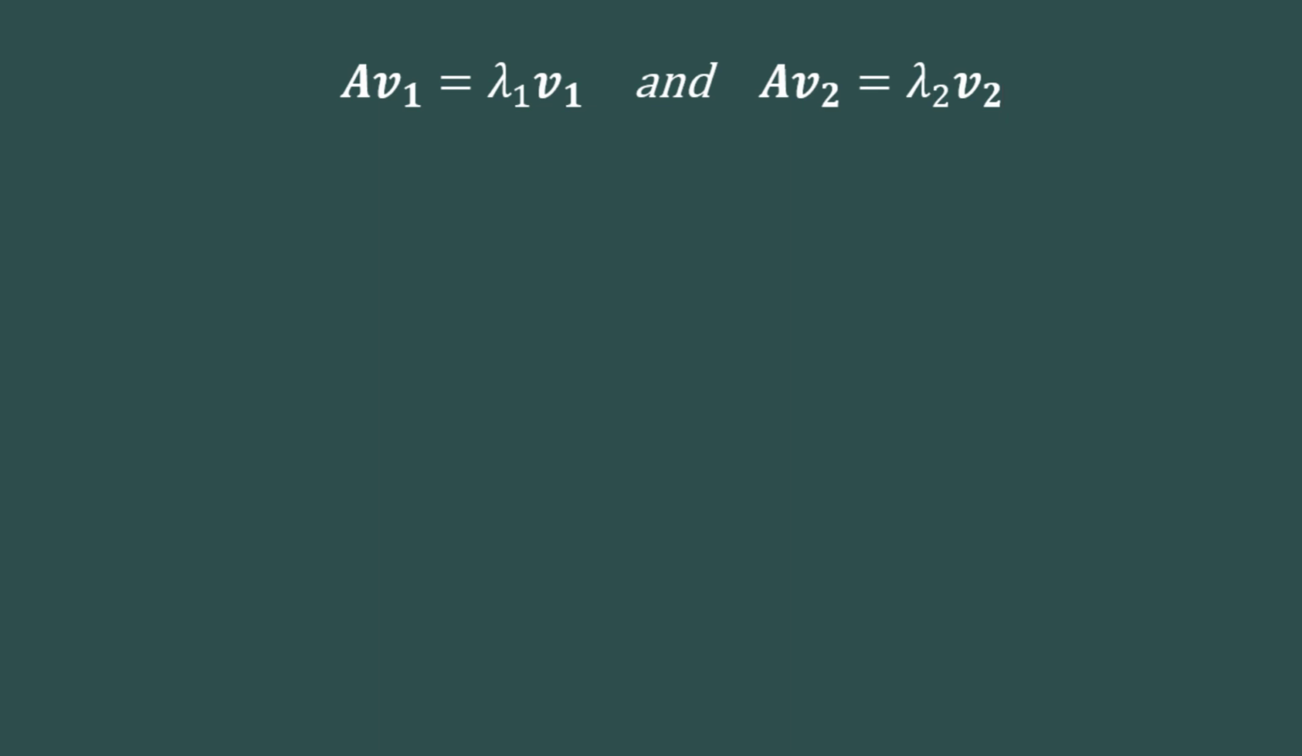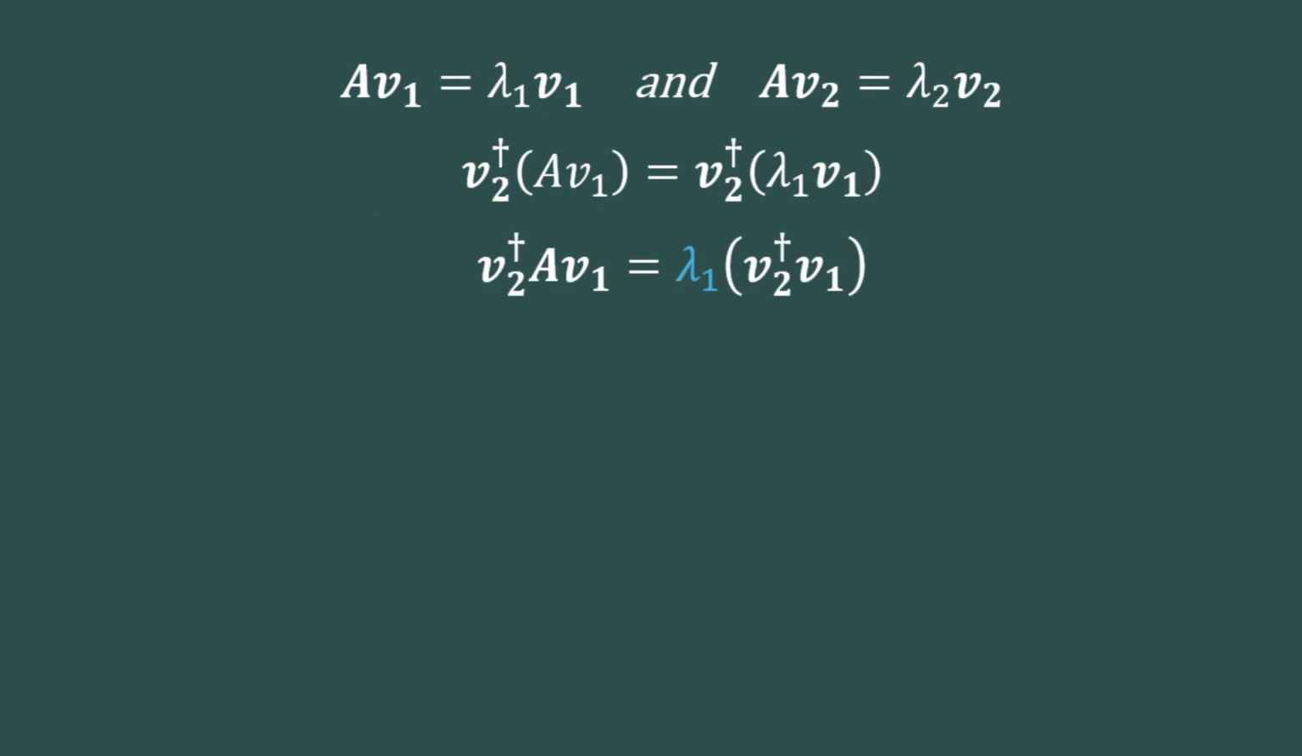To establish orthogonality, take the inner product of vector v2 with matrix A multiplied by vector v1. This can be written as vector v2 conjugate transpose multiplied by matrix A multiplied by vector v1. Using the eigenvector equation for vector v1, substitute matrix A multiplied by vector v1 with lambda 1 multiplied by vector v1. The expression becomes vector v2 conjugate transpose multiplied by lambda 1 multiplied by vector v1. Since lambda 1 is a scalar, it can be factored out. This simplifies the expression to lambda 1 multiplied by the inner product of vector v2 and vector v1.